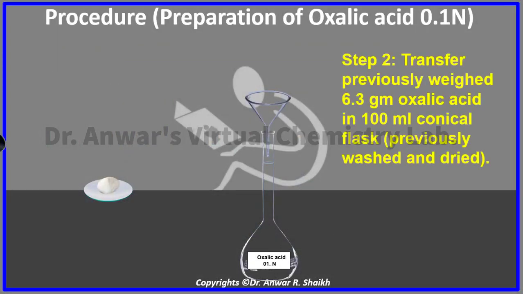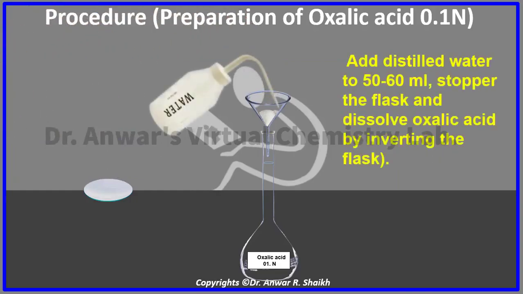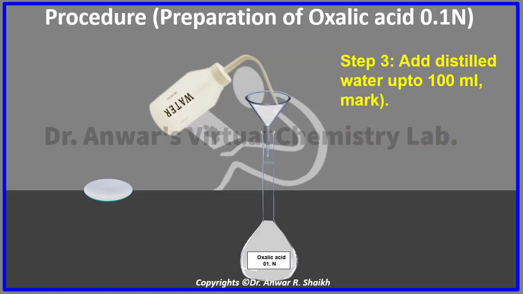Step 2. Transfer the previously weighed 0.63 gram oxalic acid to a volumetric flask. Use a glass funnel and add approximately 50 milliliters of distilled water. Remove the funnel, stopper the flask and dissolve the oxalic acid by gently inverting or shaking the flask. Step 3. Adjust the volume up to the 100 ml mark of the volumetric flask with distilled water.